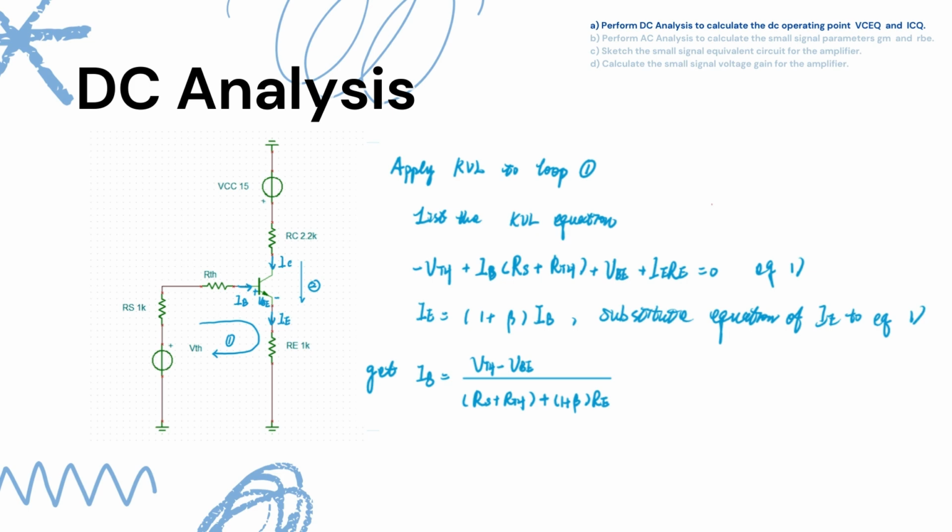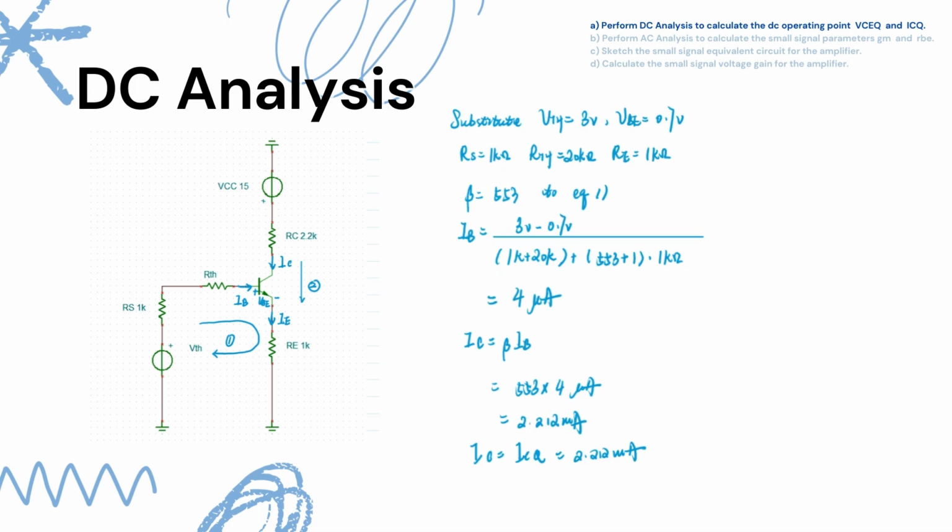Then we apply KVL to loop 1. We get equation 1, where IE equals the sum of 1 plus beta multiplied with IB. Substitute the expression for IE into equation 1 and rearrange it. We have the expression for IB. Substitute the values for VTH, VBE, RS, RTH, RE, and beta into the expression of IB. Calculated IB equals 4 mA.